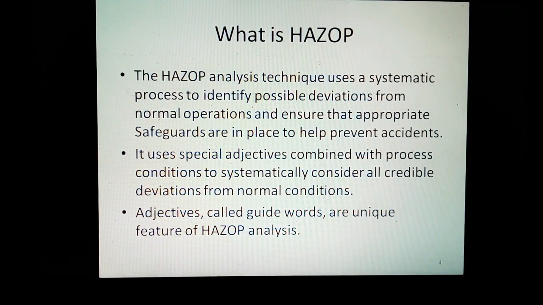The HAZOP analysis technique uses a systematic process to identify possible deviations from normal operations and ensure that appropriate safeguards are in place to help prevent accidents. It uses special adjectives combined with process conditions to systematically consider all credible deviations from normal conditions. The adjectives, called guide words, are a unique feature of HAZOP analysis. In addition to its utility in quality risk management, HAZOP is also commonly used in risk assessments for industrial and environmental health and safety applications.